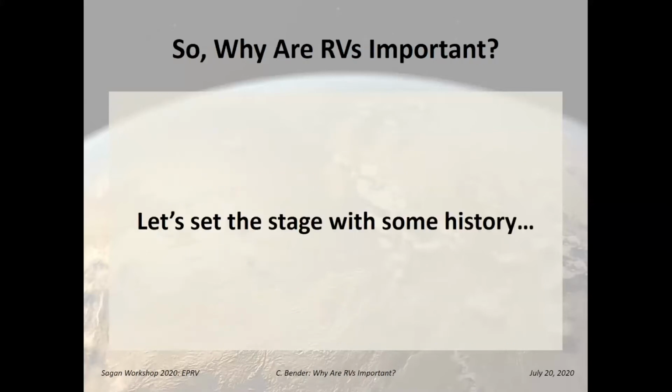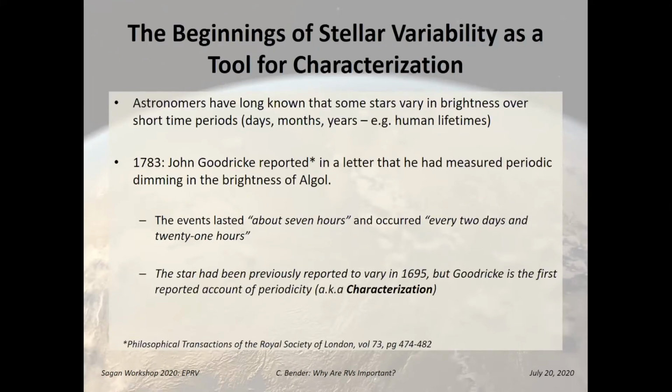All right, so why are RVs important? That's what I'm supposed to be talking about here. So let's set the stage with some history. Astronomers have known for a long time that stars vary in brightness over short time periods. By short time periods, I mean days, months, years, human lifetimes, not stellar lifetimes. That's not what we're talking about here. So they knew that stars varied.